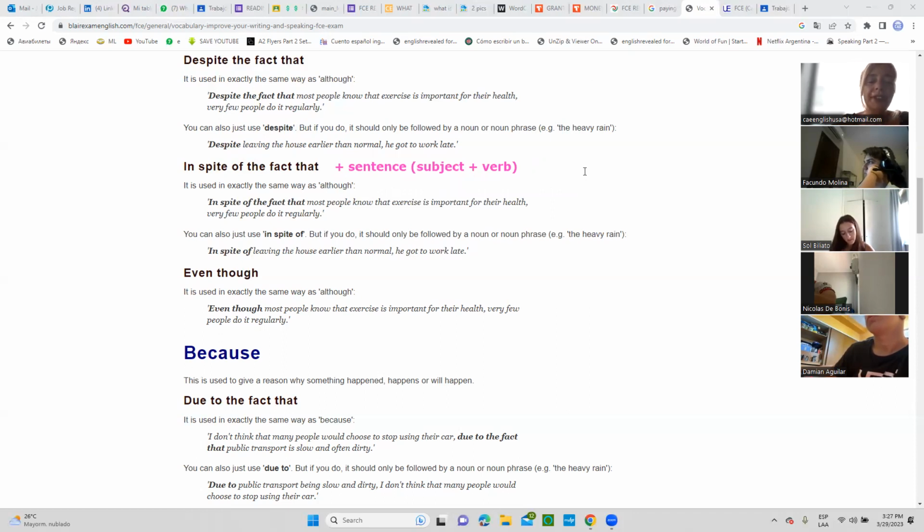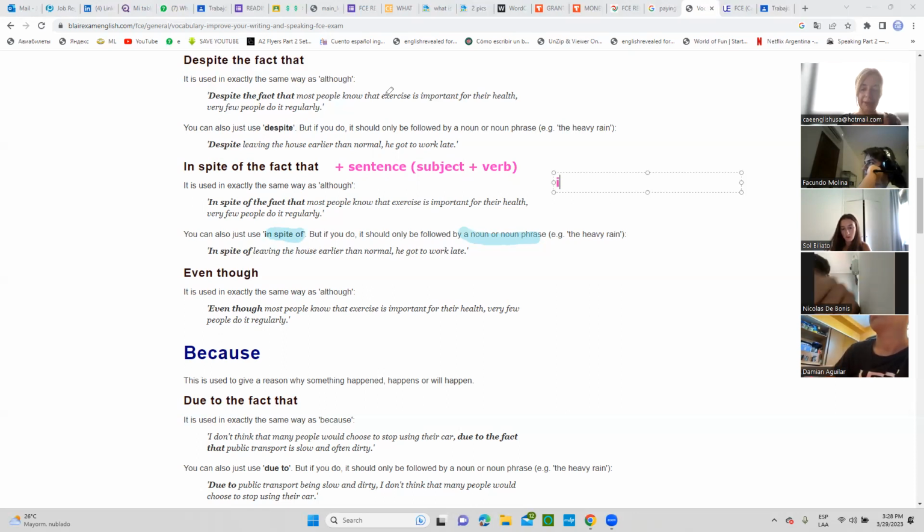Now, we can also use in spite of alone. But if you do, it should only be followed by a noun or a noun phrase. Again, or a gerund. A gerund is considered a noun. That's why they are saying a noun or a noun phrase. But we'll divide it into two, noun or gerund. Can you read the example, please, Nico? Yes, in spite of leaving the house earlier than normal, he got to work late. Okay, good. So exactly the same as despite.